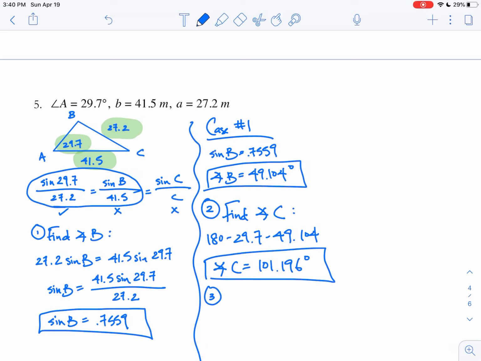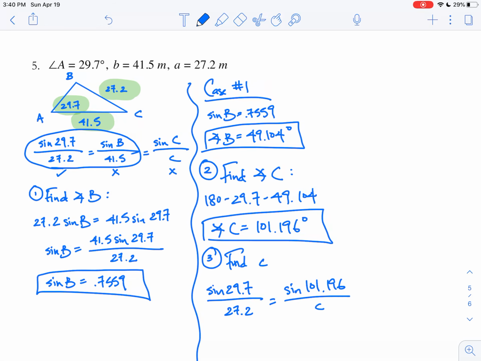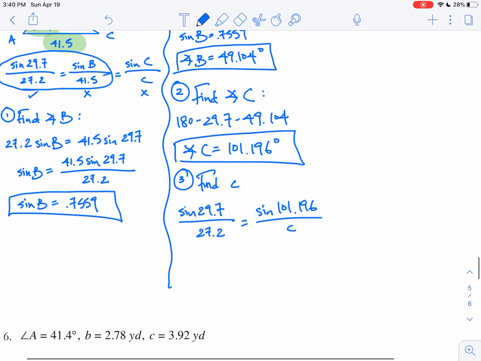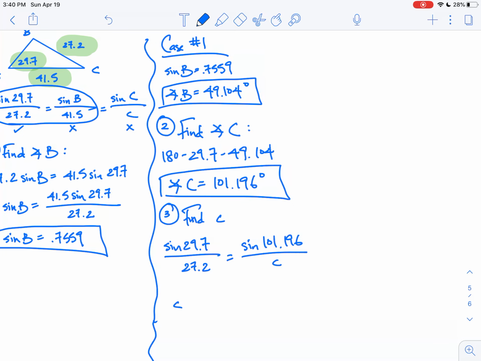And our last step then will be to find little c. So I'm going to write out step 3, find little c, and I'm going to do that by using law of sines. Okay. Now, just because we've done this quite a few times at this point, I'm going to cross multiply and divide in the same step.